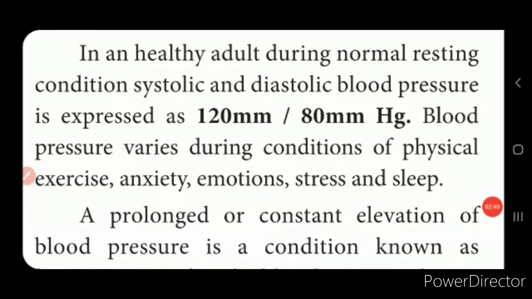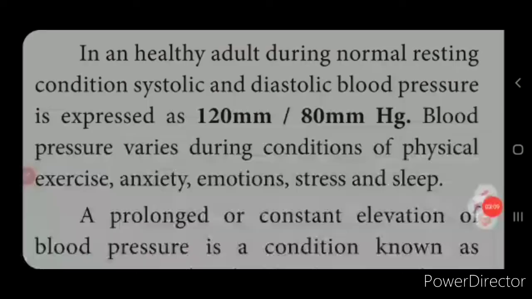Now for a normal healthy adult, the blood pressure should be 120 mm by 80 mm of mercury. Now in these manometric and digital apparatus that are used to measure the blood pressure, you would have seen that the mercury level rises and it drops down, isn't it? So this is how it is measured, and it is expressed as 120 mm by 80 mm of mercury.